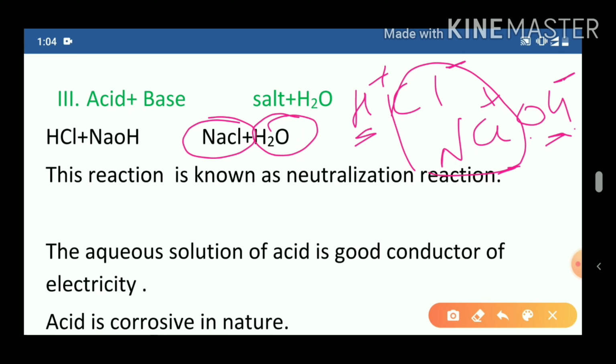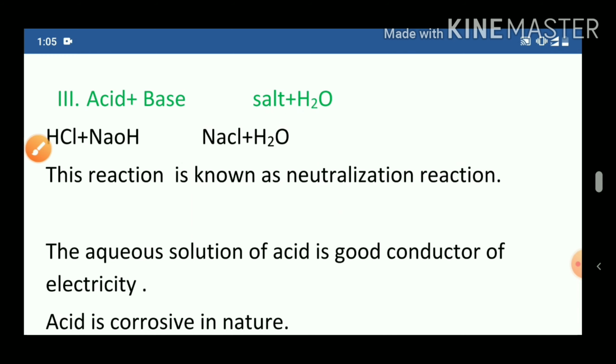This reaction is also known as neutralization reaction, because the reaction in which acid and base combine together to form salt and water is known as neutralization reaction. In neutralization reaction, the acid and base combine in a definite proportion.